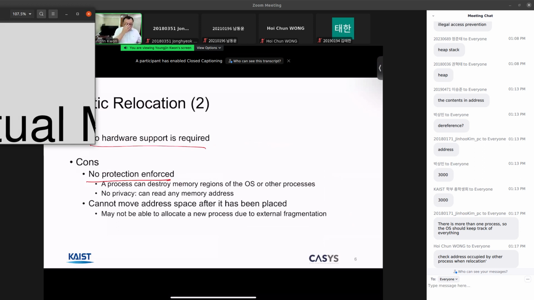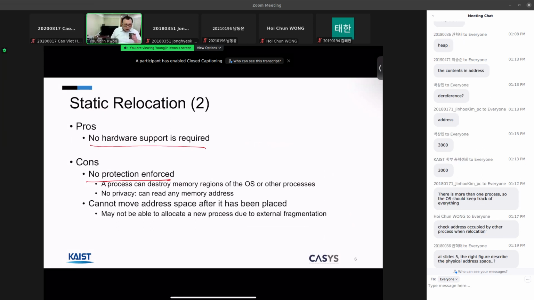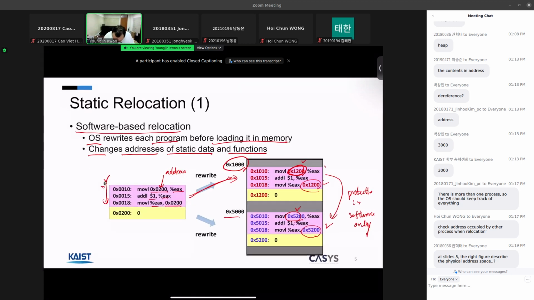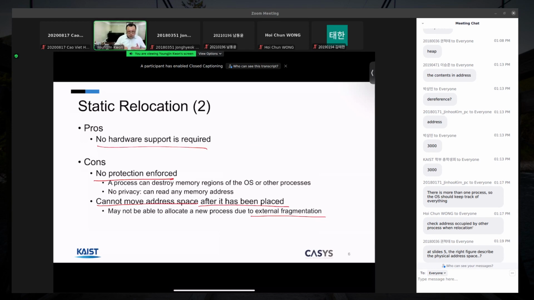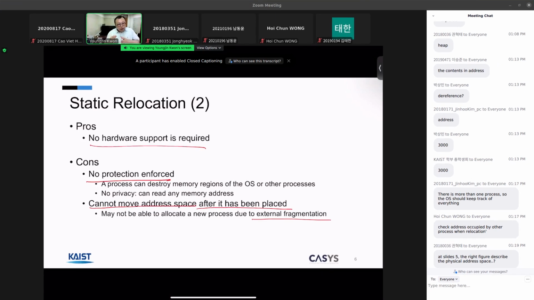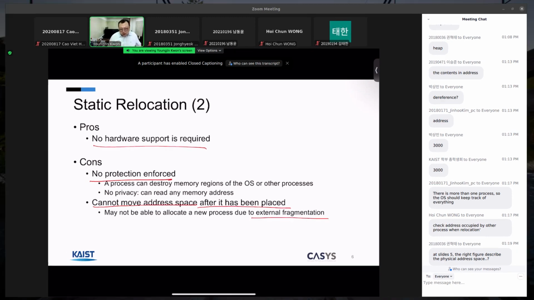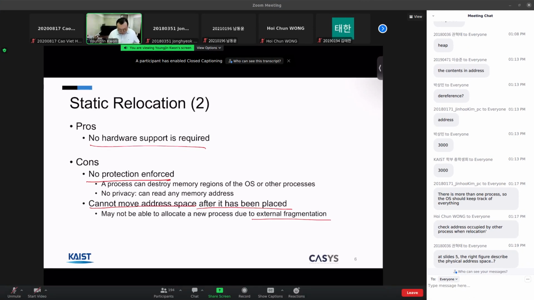Clearly. And the second problem: after being placed at first, it cannot move in the address space. However, at some point, the application's memory has to move around. We will learn later about what is called external fragmentation. So we need to reallocate processes, moving process memory to eliminate external fragmentation. We'll learn later, but this movement is required.